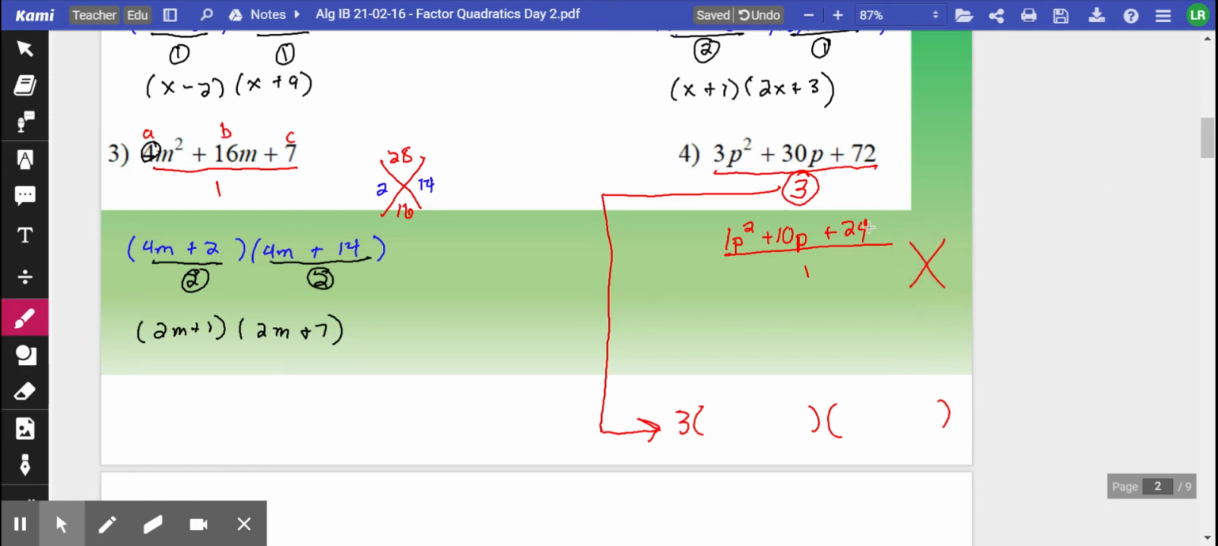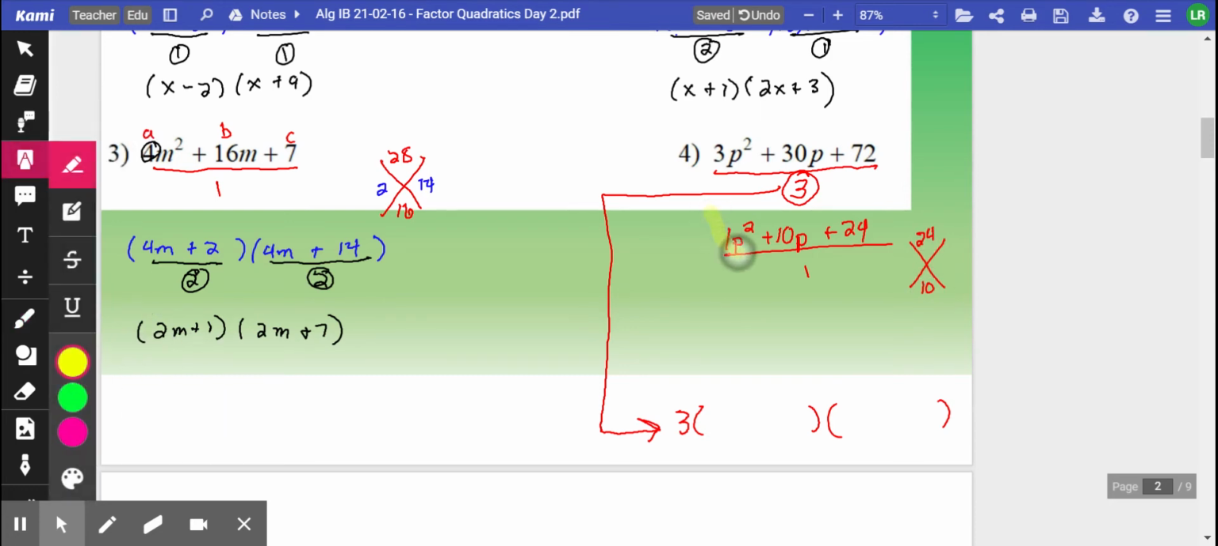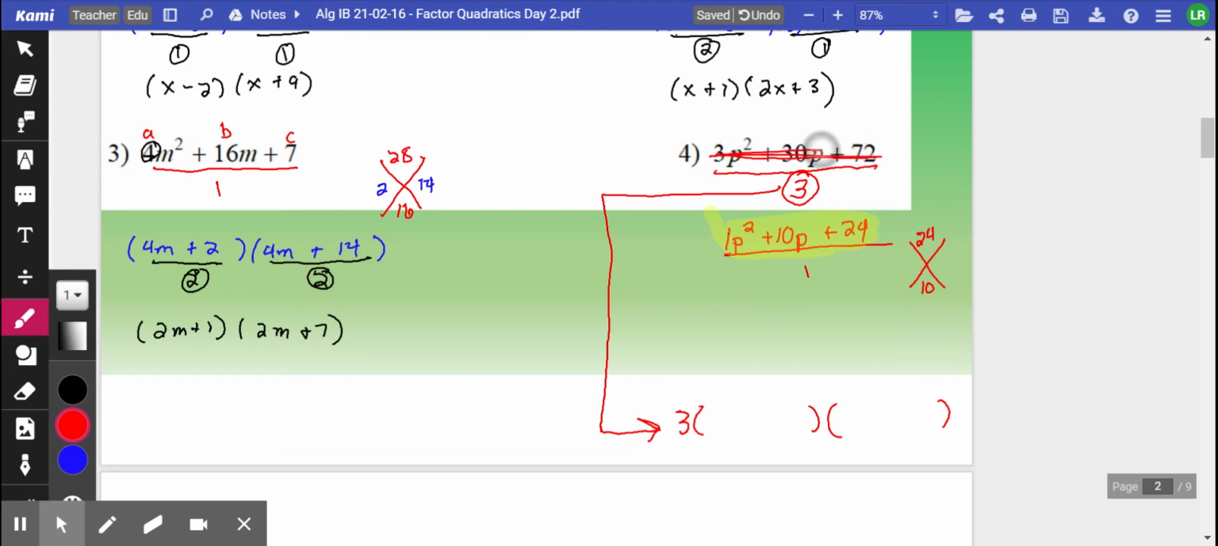Magic numbers multiplies to be 24, adds up to be 10. Remember, we're using this part now, okay? Not the old one. This is no longer relevant to us. So the magic numbers, 4 times 6 is 24, and 4 plus 6 is 10. So then I would have 1p plus 4 and 1p plus 6.